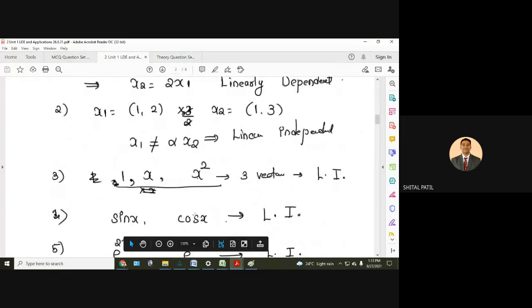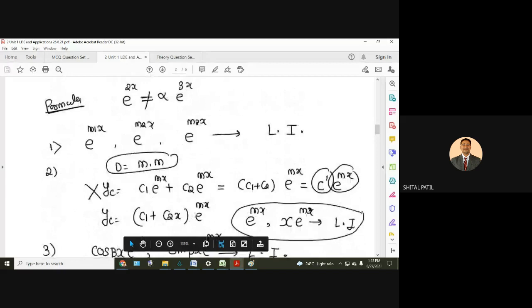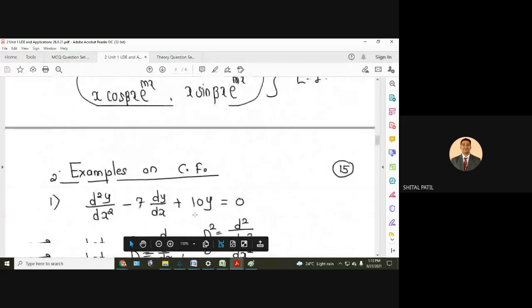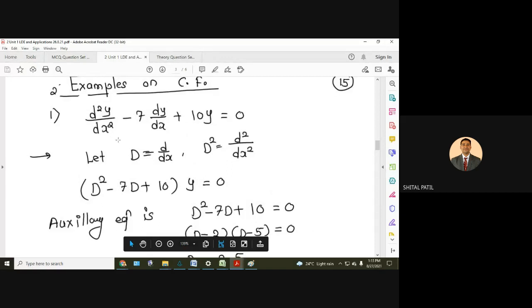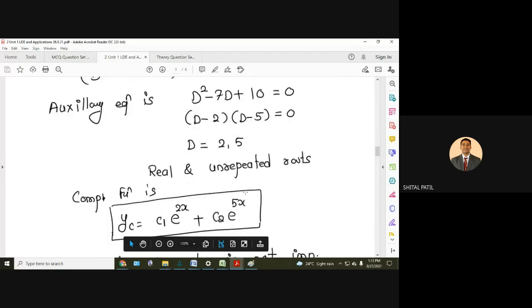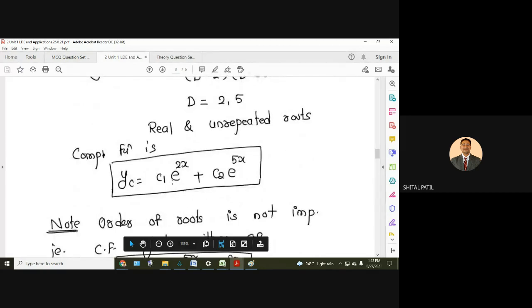Then we solved a few examples. We understood the concept of what linear independence is. Hope you might have understood it. Then we went through a few examples. This was the first example. The roots were 2 and 5, and the solution is c1 e raised to 2x plus c2 e raised to 5x. The order of the roots is not important.